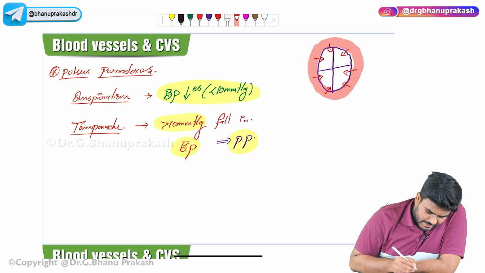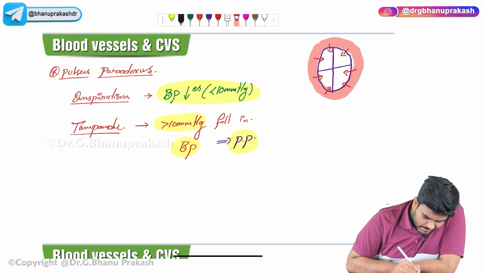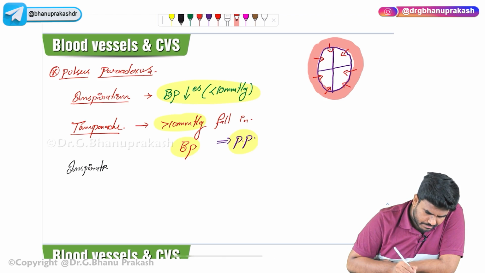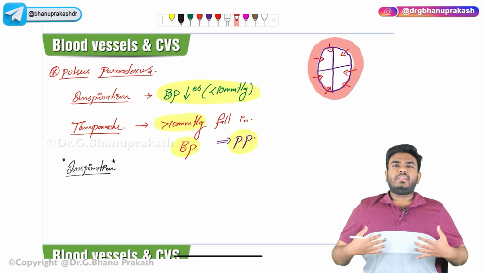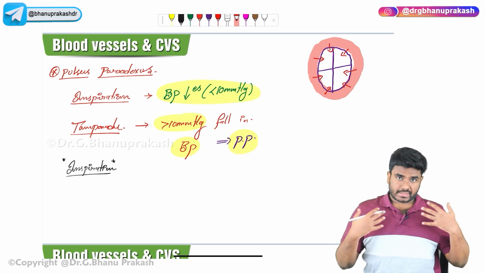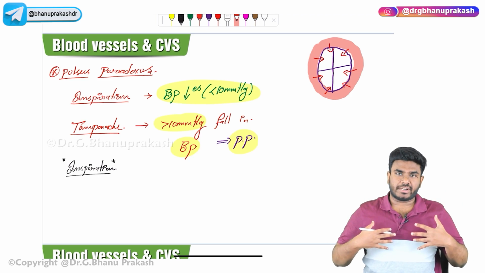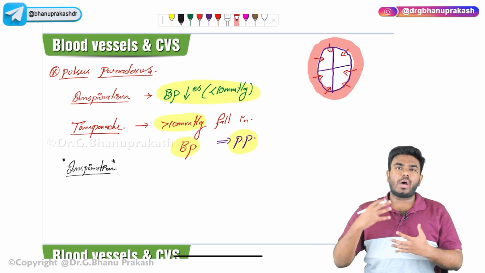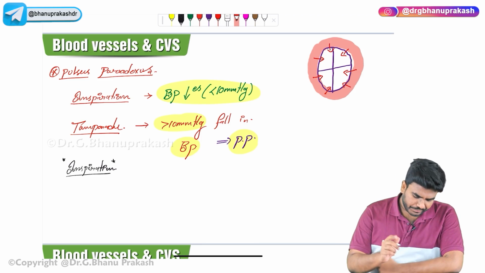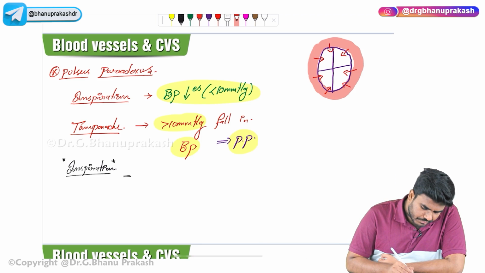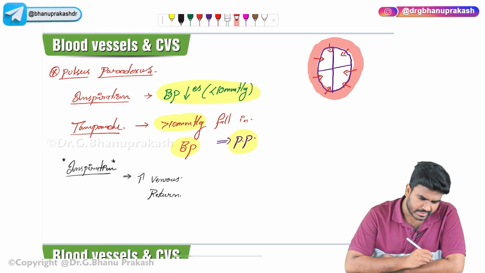What happens during inspiration? See, when the person is doing inspiration, there will be negative pressure generated in the thorax. Now it will suck the blood from all the sides. So in inspiration, what will happen? There will be increased venous return.